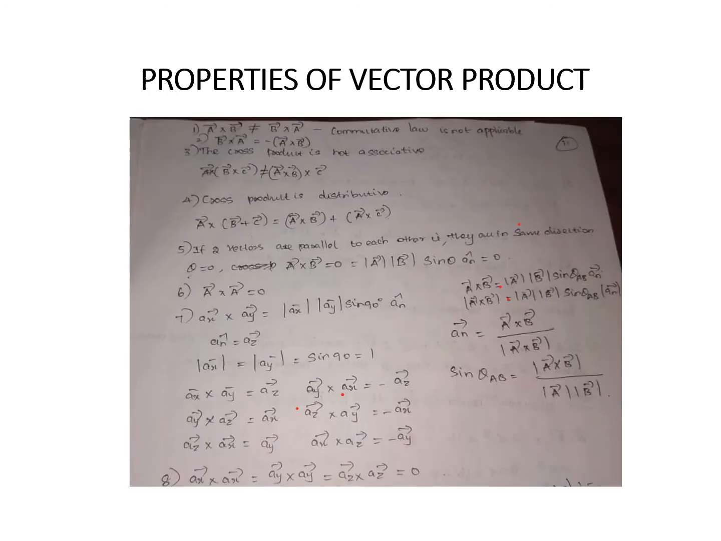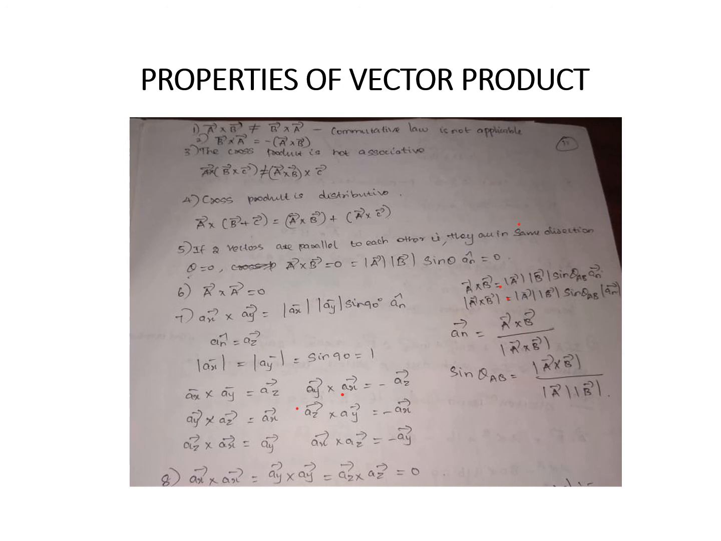So, properties of the vector product. First property: a vector cross b vector is not equal to b vector cross a vector, so the commutative law is not applicable. Second one: a vector cross b vector is equal to minus of b vector cross a vector. Third one: the cross product is not associative. So a vector cross b vector cross c vector is not equal to a vector cross b vector cross c vector with the grouping changed.